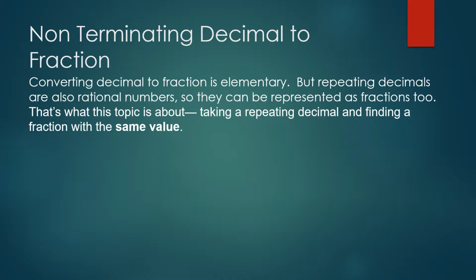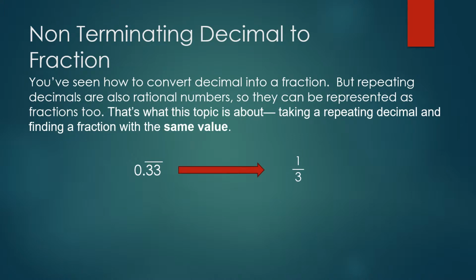Converting decimals to fractions is elementary, but repeating decimals are also rational numbers, so they can be represented as fractions too. That's what this topic is about: taking a repeating decimal and finding a fraction with the same value.